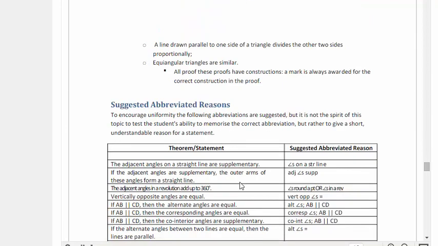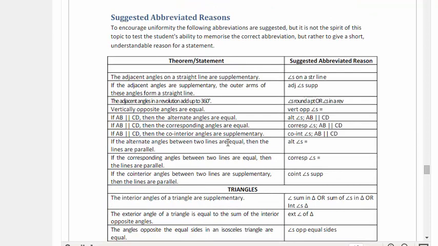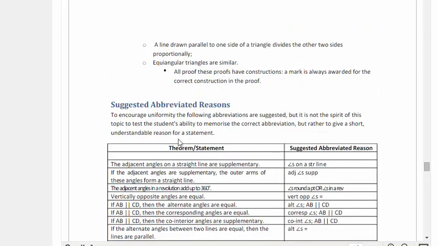Okay, so I'll show you now some of the proofs. Just so you know, I don't remember the proofs. I remember the construction. That's all you have to remember. If you know the construction, you can figure out what you have to do from there. So I'll show you some examples. Then there's abbreviated statements when in geometry we make a statement.